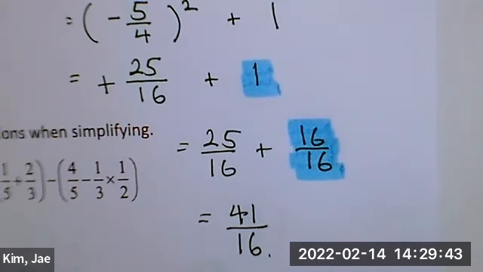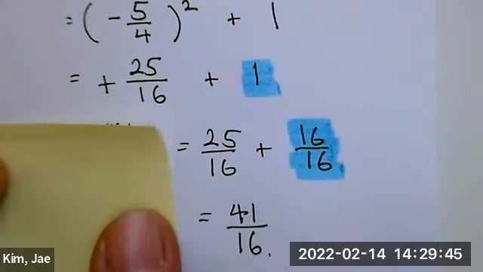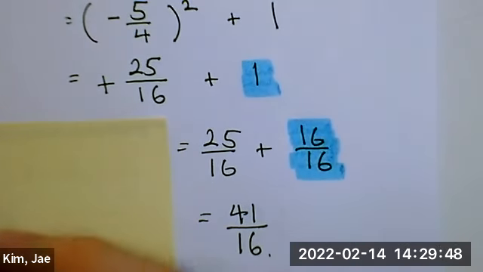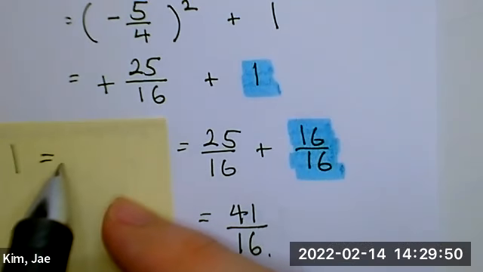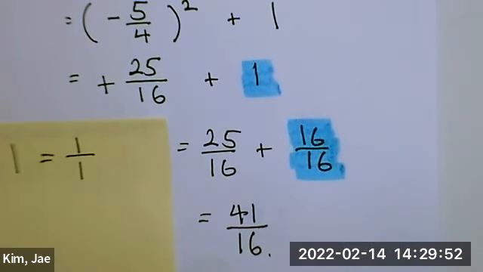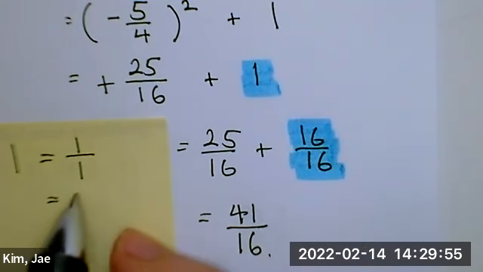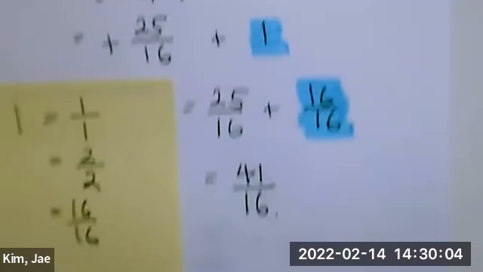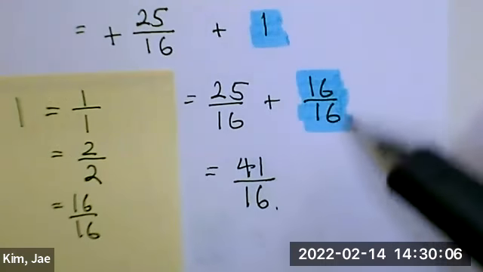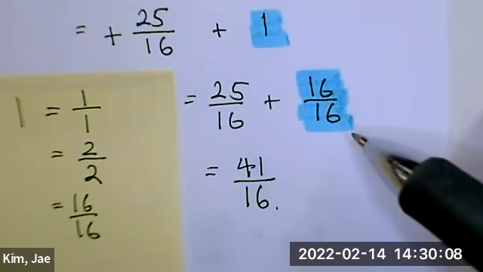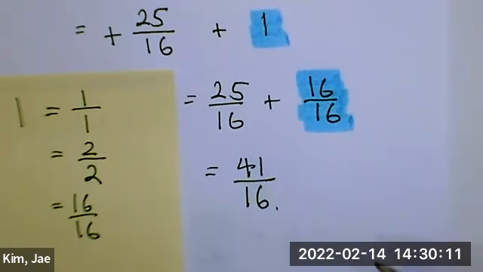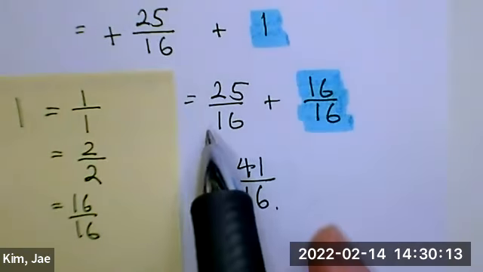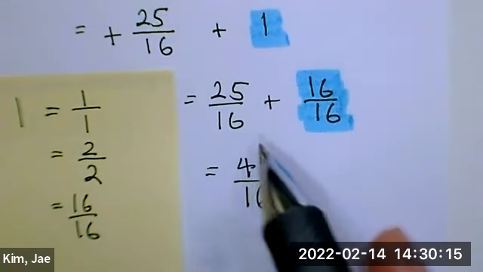While people are copying that, I'm going to put a little sticky note here to help you understand where that thing came from. 1 is equal to 1 divided by 1. It's also equal to 2 divided by 2. 16 over 16 is a 1. So this number right here could be changed to any fraction I want, really, with the same denominator. I turned it into 16 over 16 because I need the same denominator.